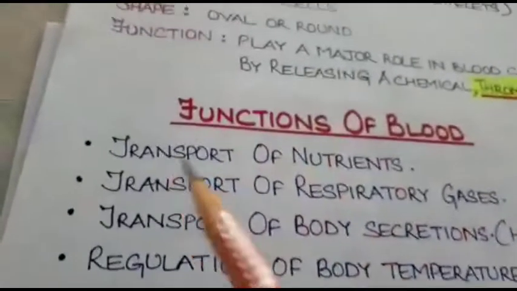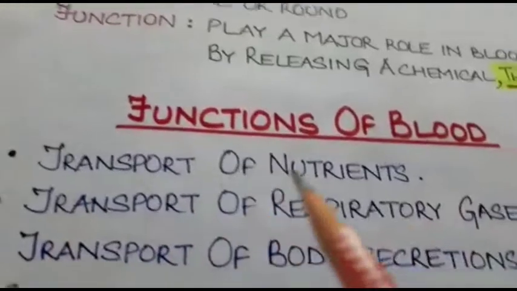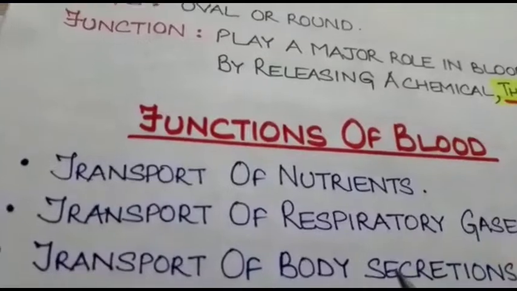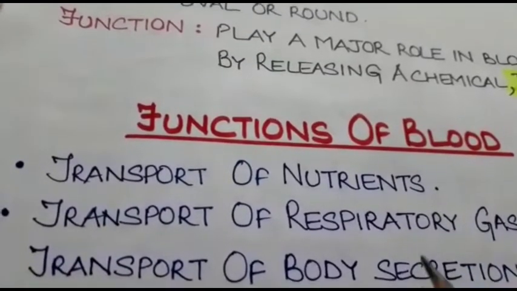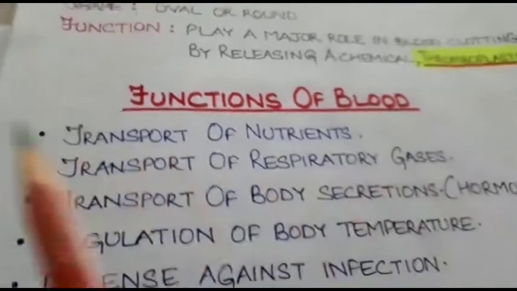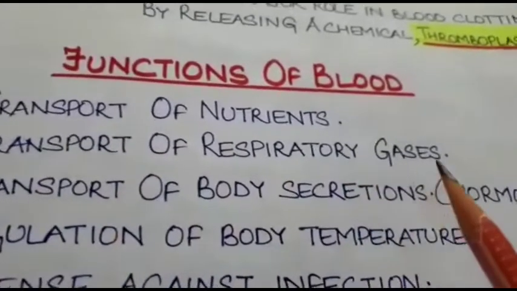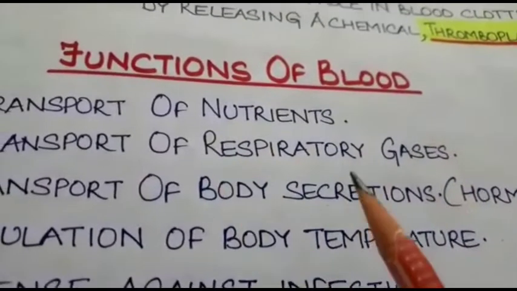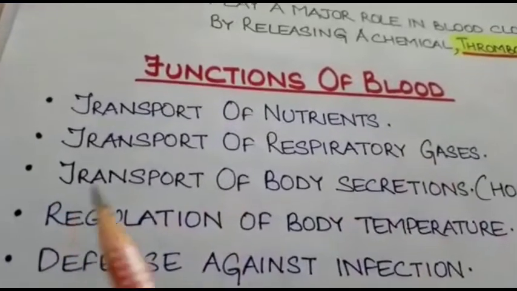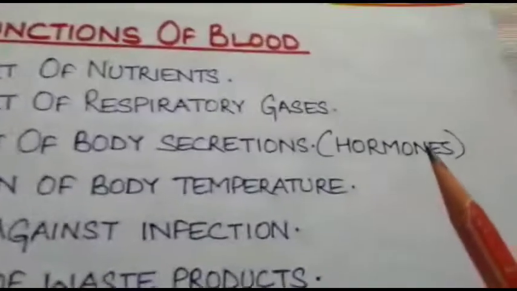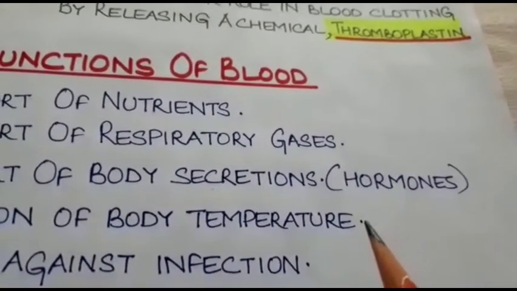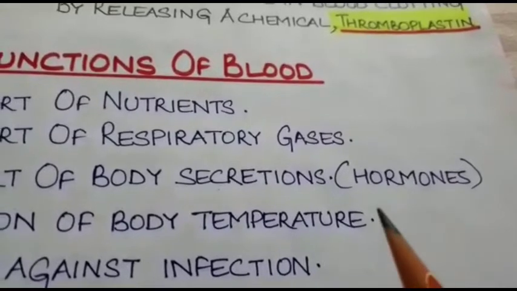Next topic is, what are the functions of blood? Number 1, transportation of nutrients from the part of the body where it is digested, that is small intestine, to each and every cell of the body. Number 2, transportation of respiratory gases. The two types of respiratory gases are carbon dioxide and oxygen. Third function is transportation of body secretions, that is hormones, from the gland where they are secreted to the target site where these hormones are required.